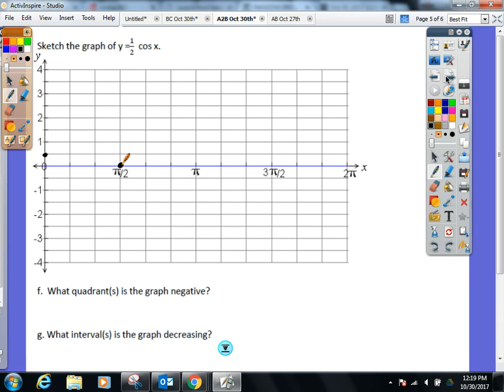At pi, it usually goes to negative 1, but now it's going to go to negative 1/2. And then back to 0. That's not going to change. And where's it going to end? At 1/2 instead of 1. Okay, whoever wants to do the curve. Not bad at all. Nice job, ladies.